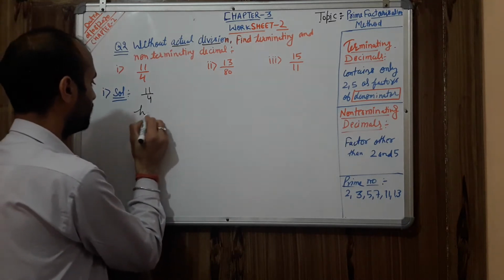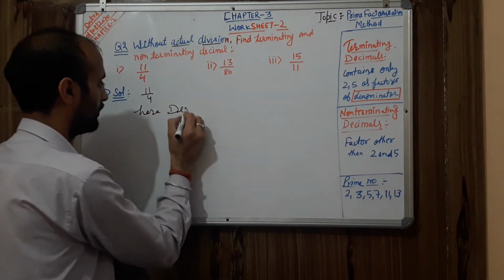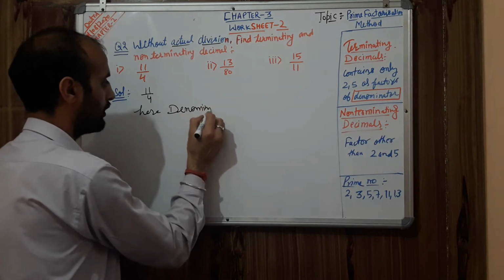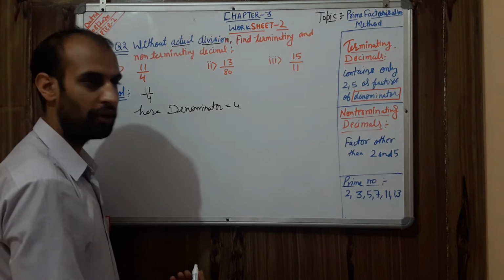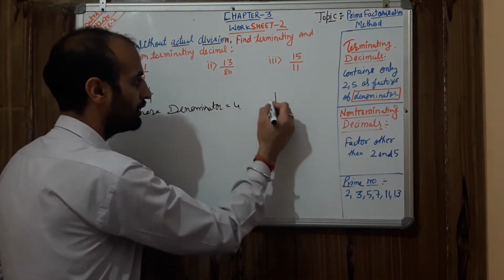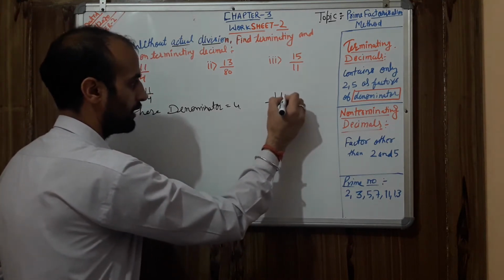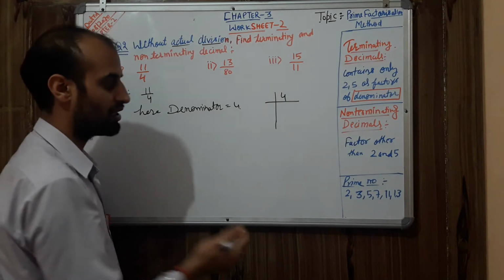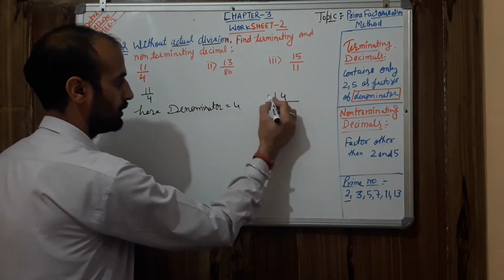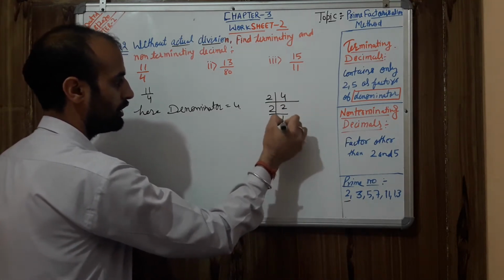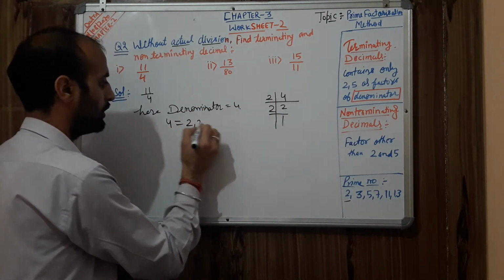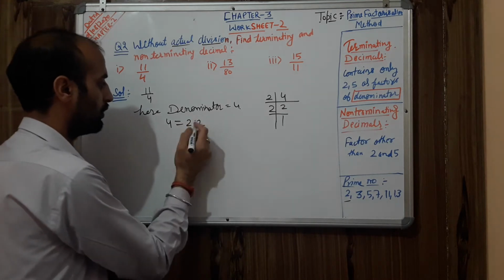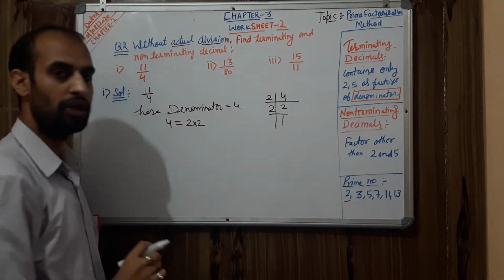So you can write here, denominator is equal to 4. This is very important, to find the denominator. After that, do its prime factorization. As I told you, start with the lowest number. The lowest number is 2. 2 twos are 4, 2 ones are 2. So what are the factors of 4? 2 and 2, or you can write 2 into 2. These are the factors of 4.